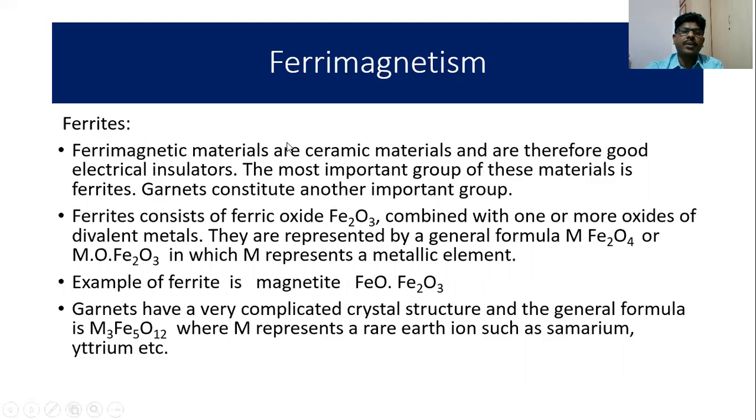We will see what ferrites are now. Ferrimagnetic materials are ceramic materials and are therefore good electrical insulators. The most important group of these materials is ferrites. Garnets constitute another important group. Ferrites consist of ferric oxide, that is Fe2O3, combined with one or more oxides of divalent metals. They are represented by a general formula MFe2O4 or MOFe2O3, in which M represents a metallic element. An example of a ferrite is magnetite, which is given as FeO·Fe2O3.